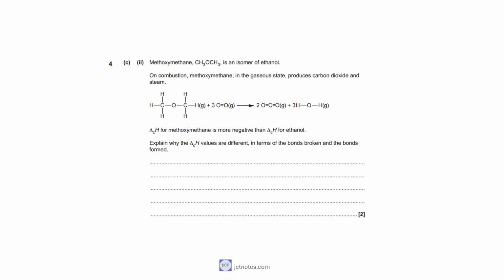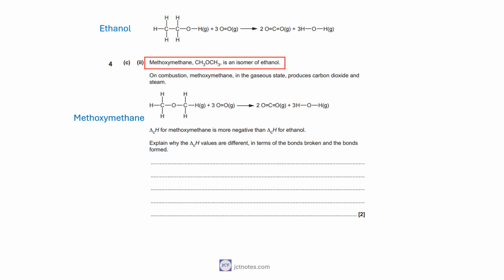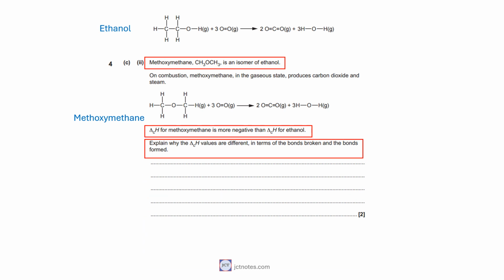In the second question of question 4c, we have methoxymethane, an isomer of ethanol. We are given the combustion reaction of the methoxymethane, that is similar to the combustion of the ethanol. The enthalpy change of combustion for methoxymethane is more negative than for ethanol. We are asked to explain why the enthalpy change of combustion values are different, in terms of the bonds broken and the bonds formed. When comparing the two reactions, the only difference is the bonds broken in methoxymethane and ethanol, while the other components, and therefore bonds, are the same.